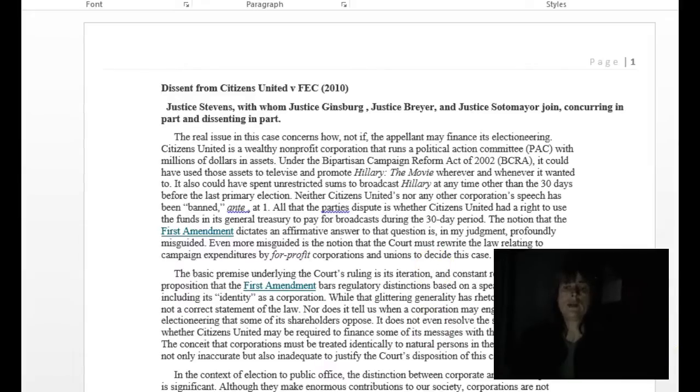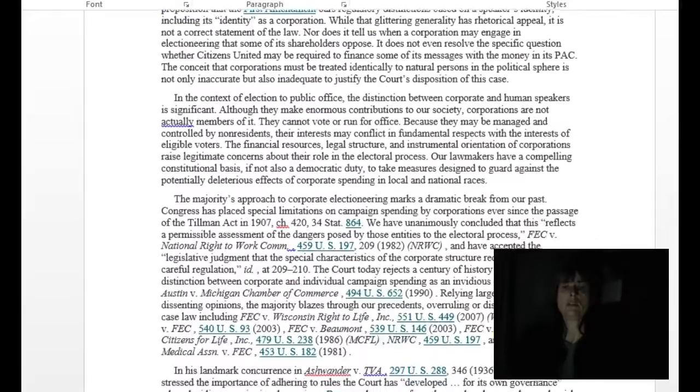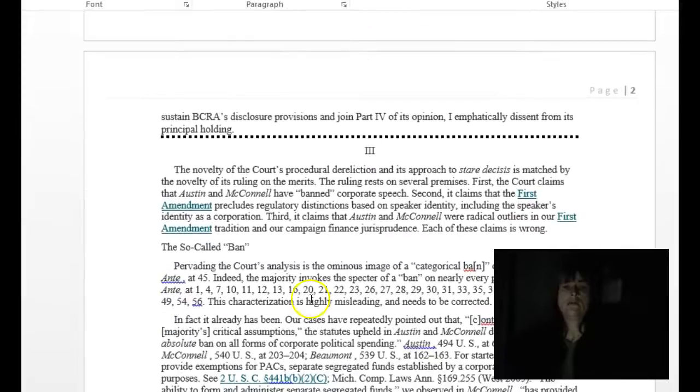And so I pointed out a paragraph that's going to be very helpful, and this is in the Stevens, in the first paragraph on the second page. You'll see, their decision rests on several premises, Stevens says. First, the court claims that it's a ban on corporate speech. Second, they claim that you can't distinguish between speaker identities. And third, they claim that it is a violation of the First Amendment tradition. Those three pieces then form the structure of the paper that you'll be looking at.